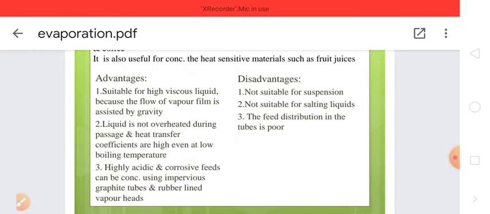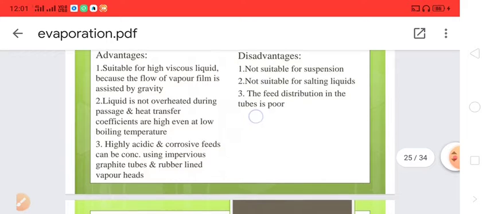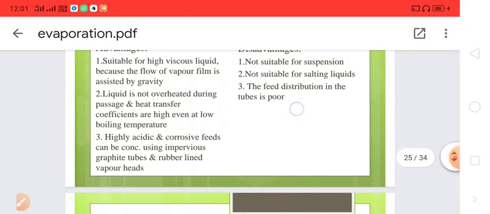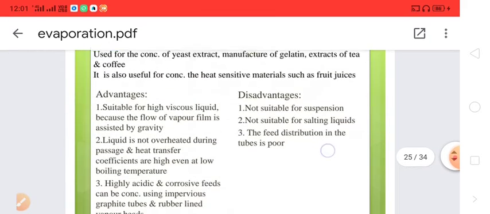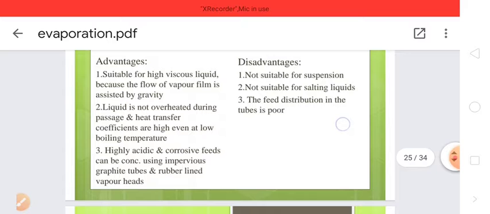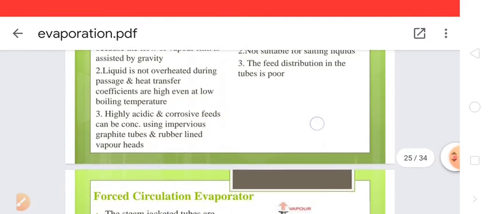Advantages are as follows: suitable for highly viscous liquid because the flow of vapor films is assisted by gravity. Liquid is not overheated during passage and heat transfer coefficients are high even at low boiling temperature. Highly acidic and corrosive feeds can be concentrated using impervious graphite tubes and rubber lined vapor heads. Disadvantages: not suitable for suspensions, not suitable for salting liquids, and feed distribution in liquid and tube is poor.